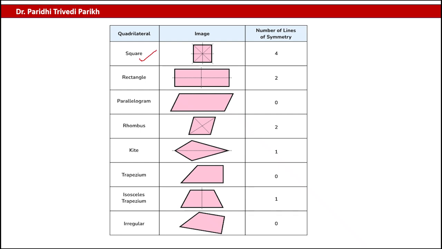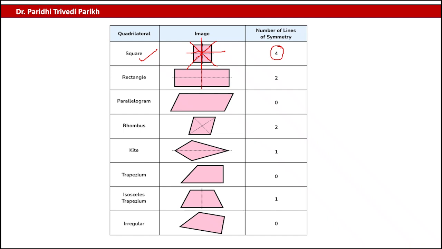So, when we talk about any quadrilateral, let's say square, this is the image. I can draw one horizontal line, one vertical line, and two diagonal lines in a way that it creates symmetry, right? So the number of lines of symmetry over here is 4.